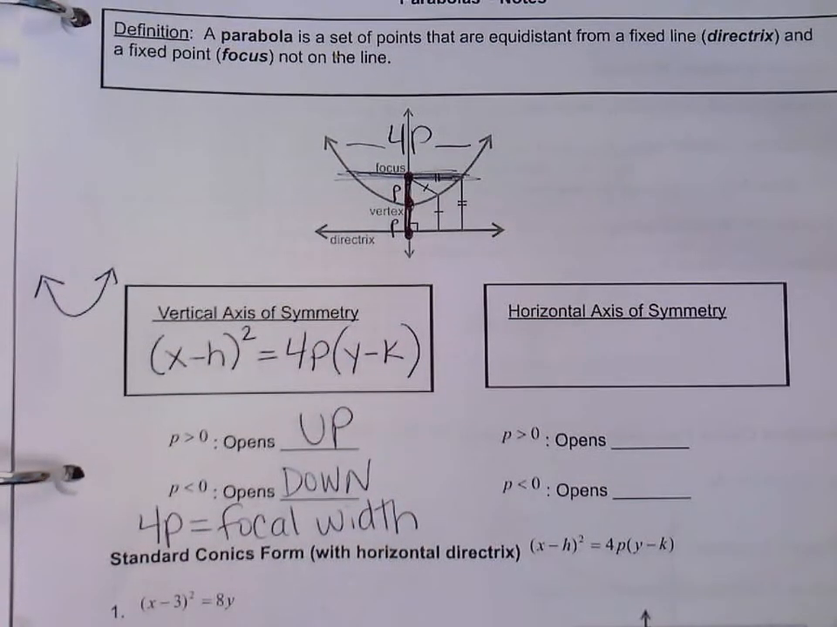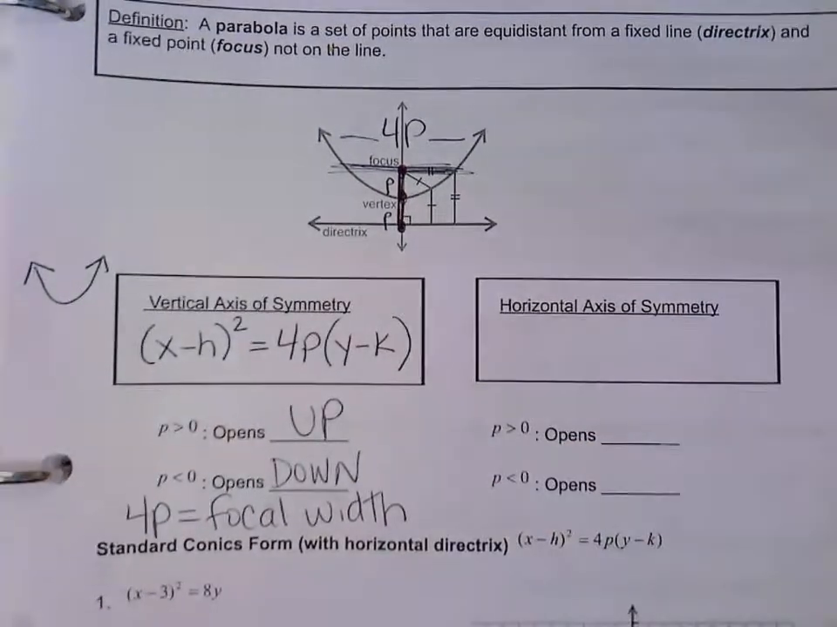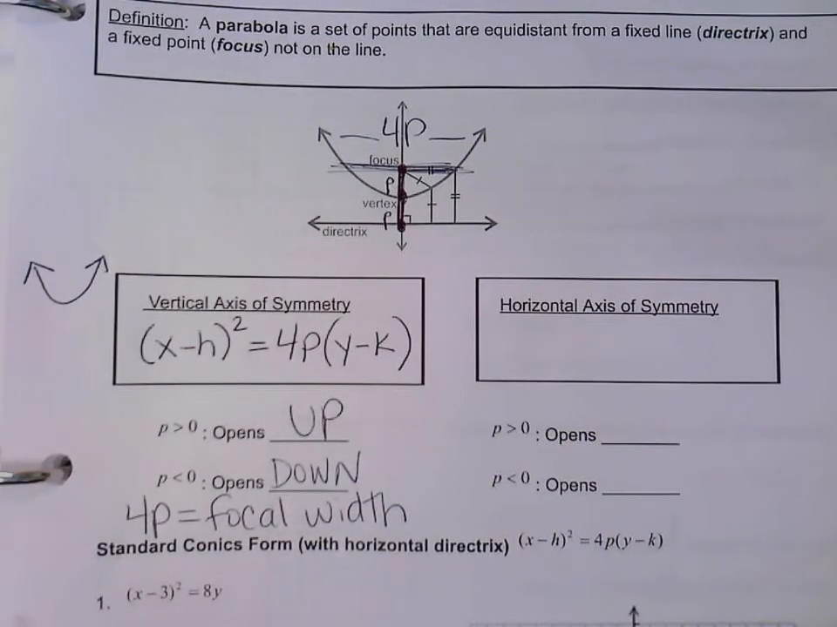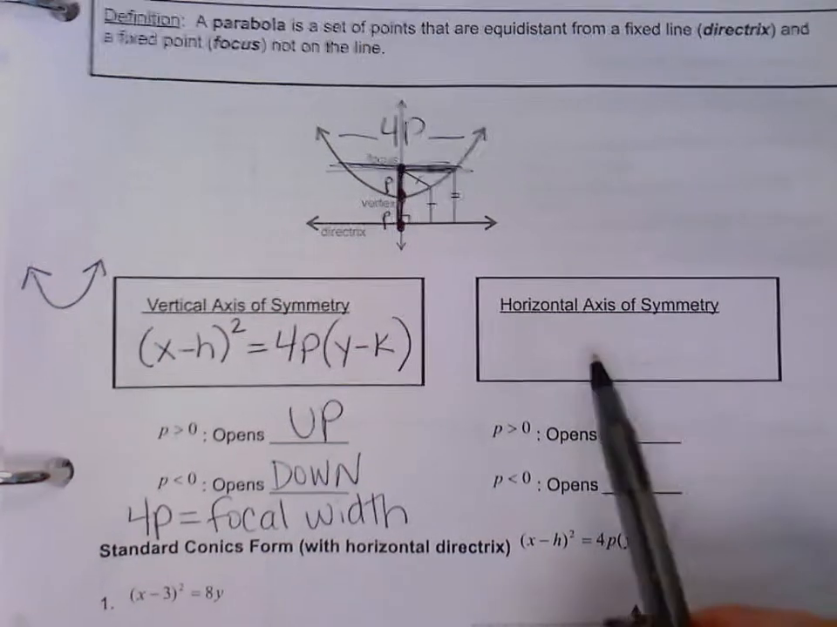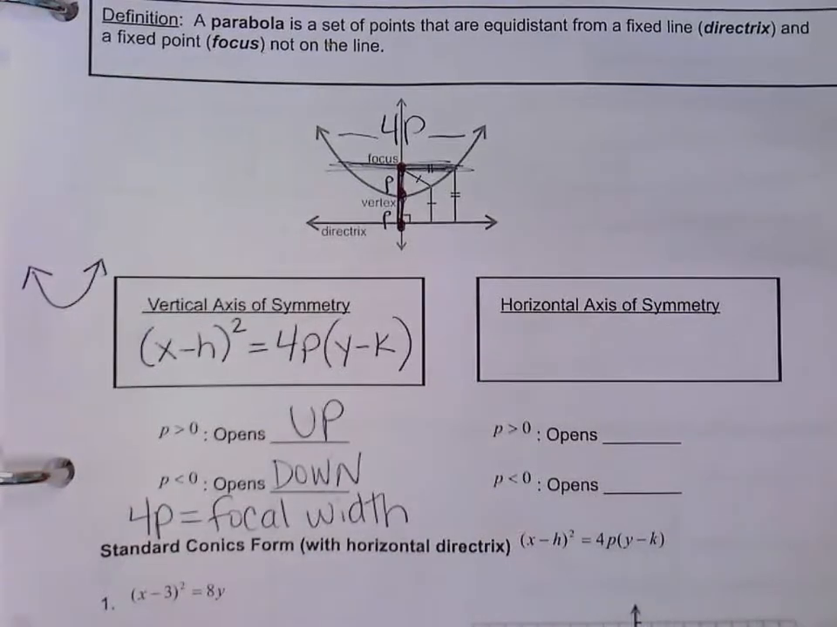So basically, that gives you all the key points that you need to know for your parabola. You don't have to do the key points like we did in Algebra 2, like over 1 up 1, over 2 up 4, over 3 up 9. Maybe that sounds familiar. The other orientation you might see is horizontal.